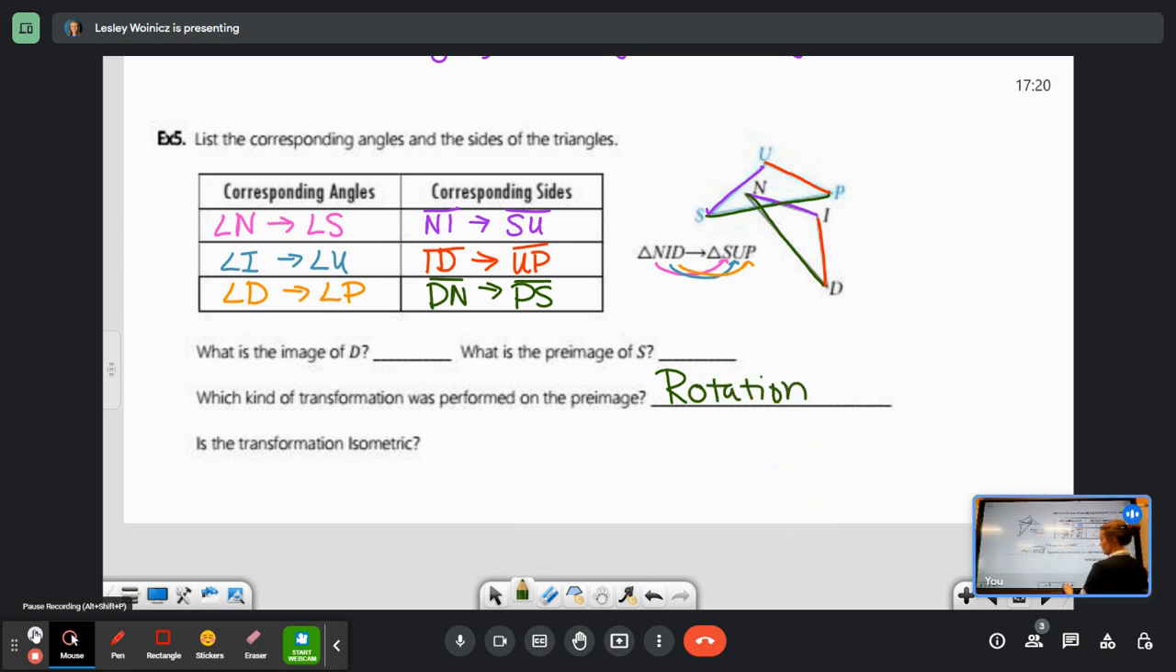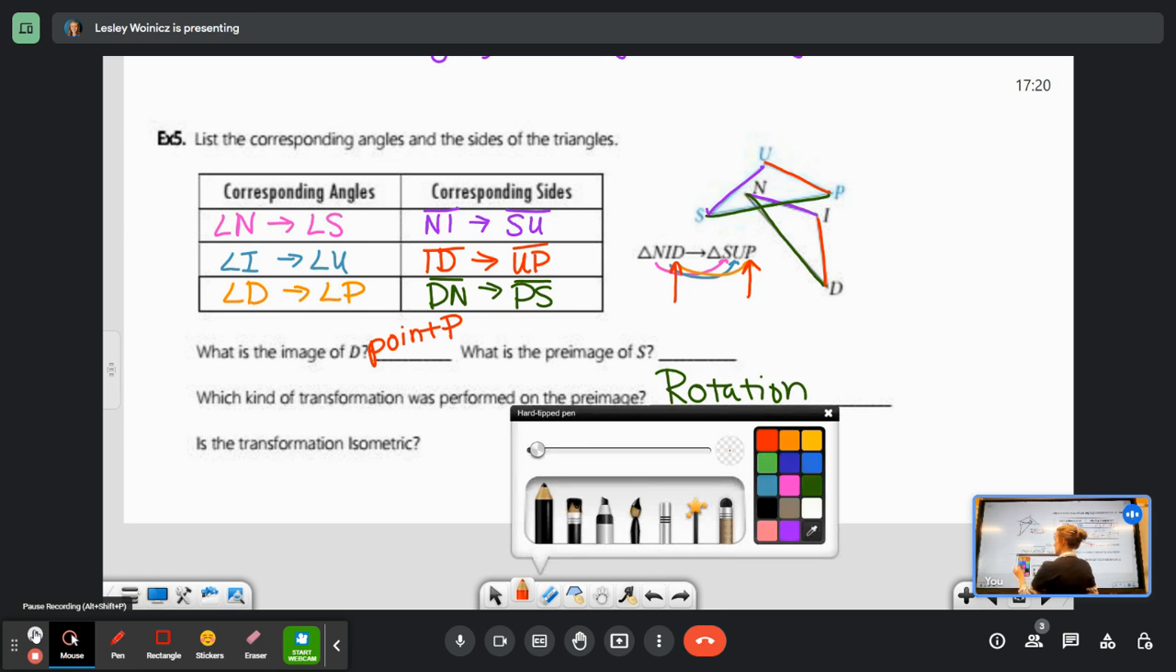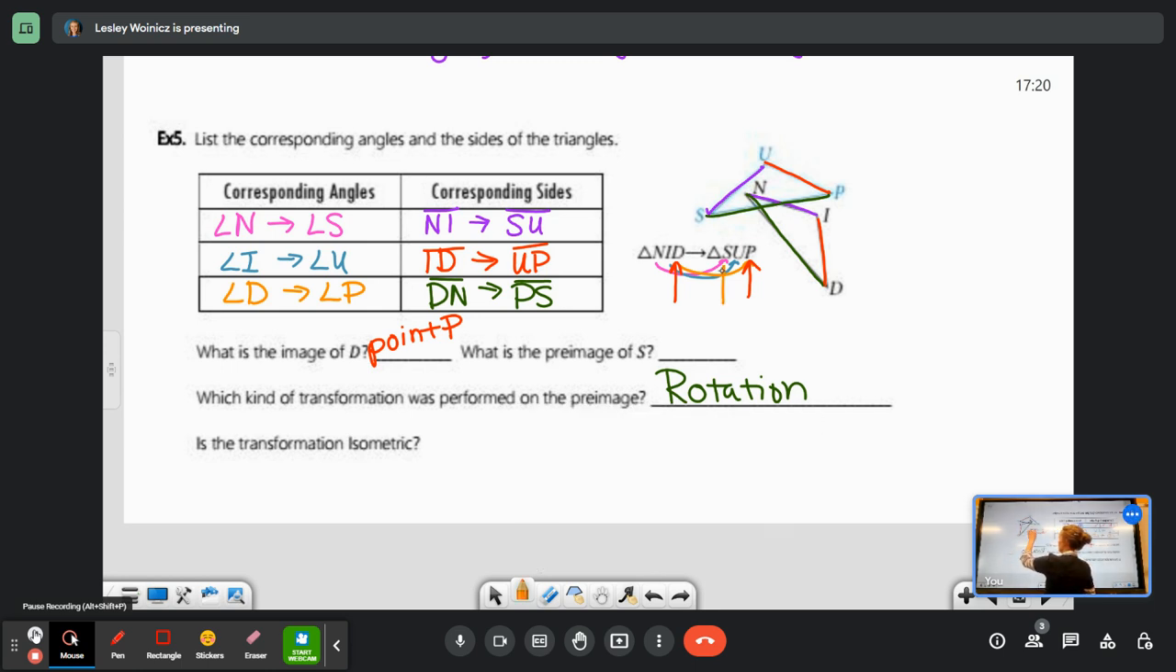Okay, what is the image of D? Well, we can tell by the order. If D is the last thing in the pre-image, then we look at the last point in the image. So that would be point P. I think I just looked at this S and said S. Okay, look for the pre-image of S. If S is the first thing, we want the first letter or point in the pre-image. So that would be point N.